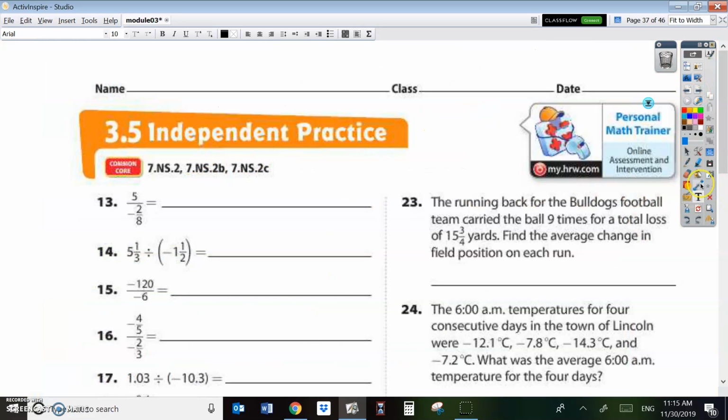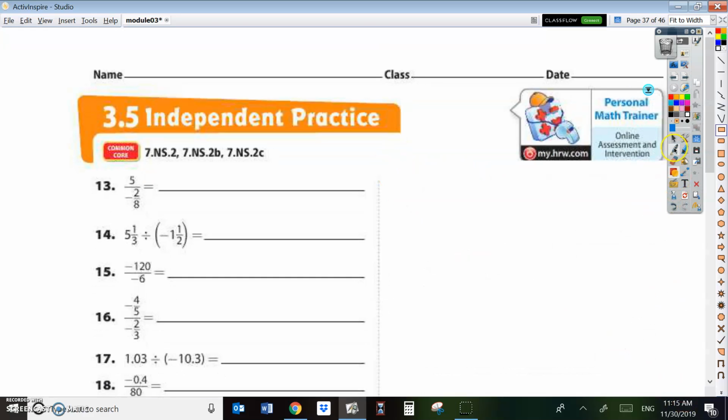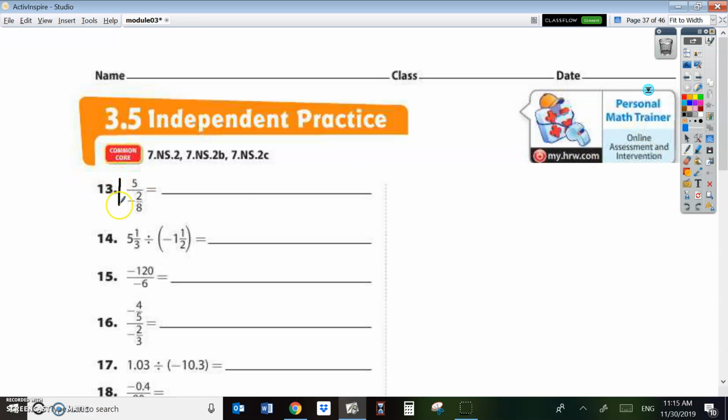So let's cover this and use some white space over here for these problems. Okay, complex fraction. Rewrite it horizontally. 5 divided by negative 2/8. So 5 over 1. Remember, whole number divided by a fraction. Change your whole number into a fraction by placing it over 1. And then keep the dividend the same, change division to multiplication, and flip the divisor. This is the same as multiply by the reciprocal.